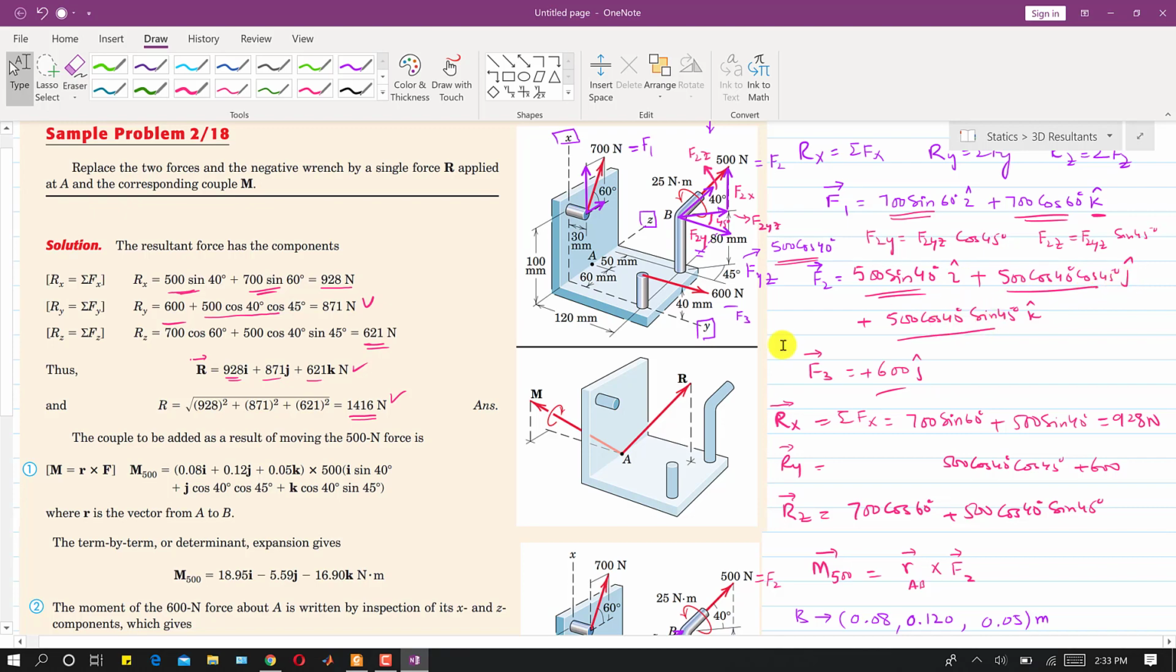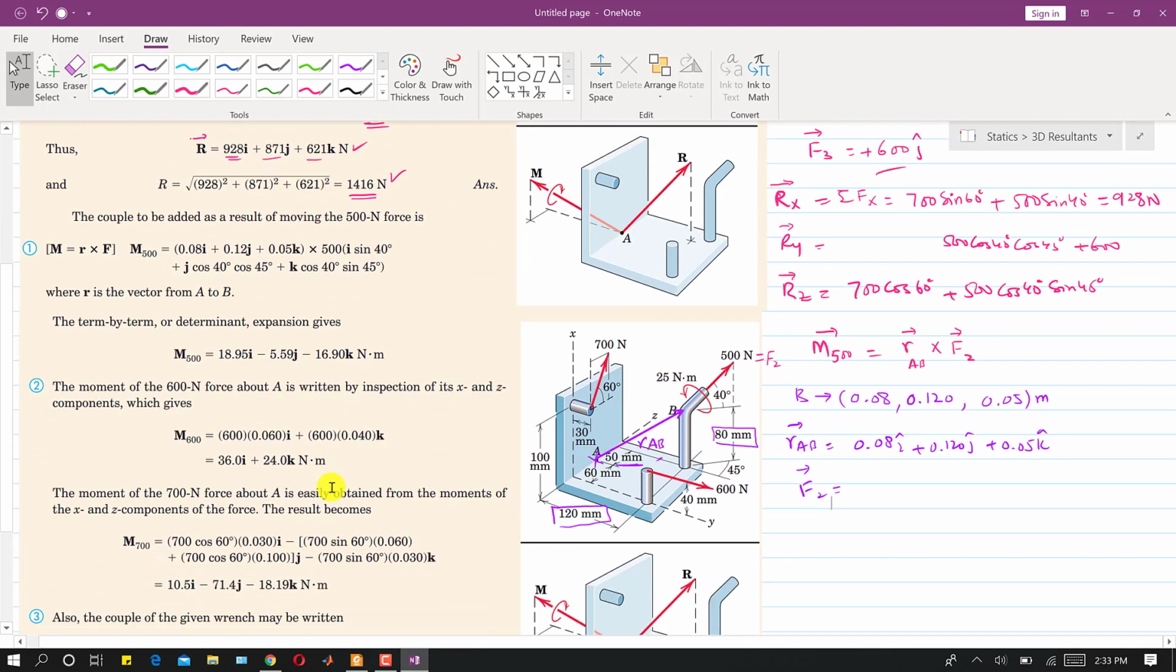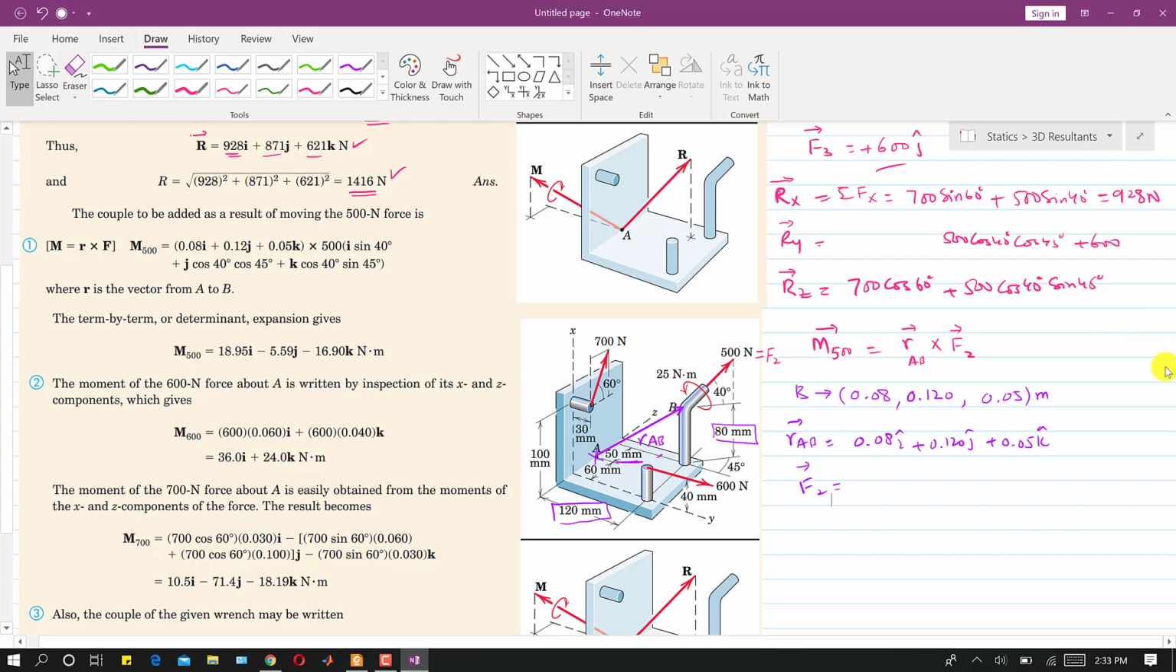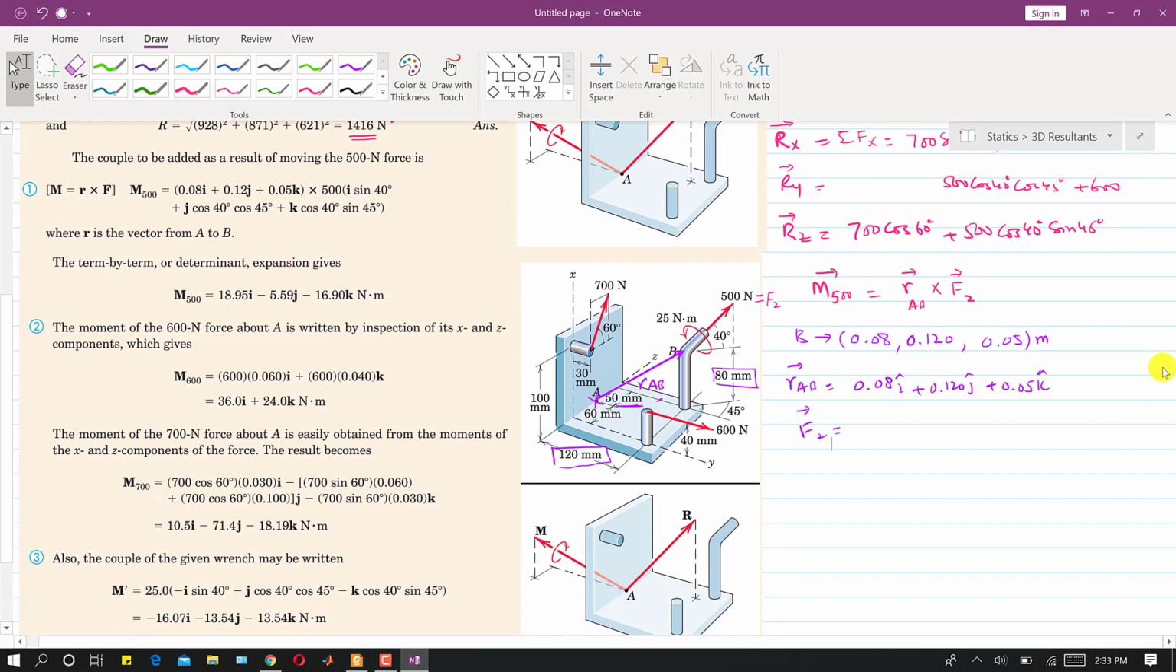So if we take the cross product of that moment arm R_AB and that force, this is that R_AB moment arm vector, and this is that vector representation of F2. So if we take the cross product of this, we will get the moment due to that 500 Newton force, right? So this is the moment produced by this 500 Newton force, this F2, right?